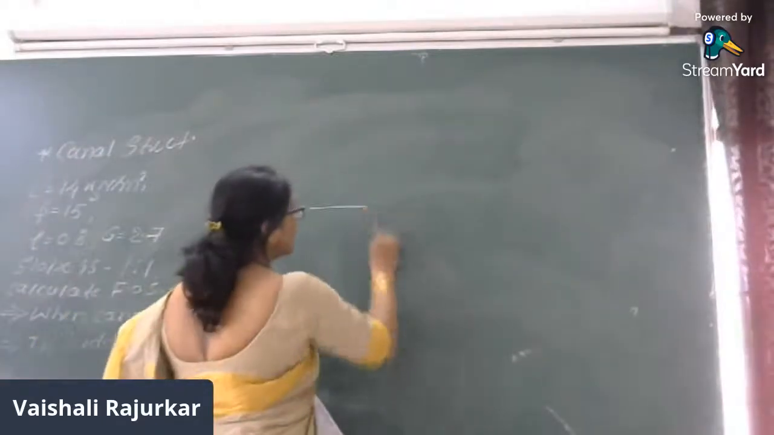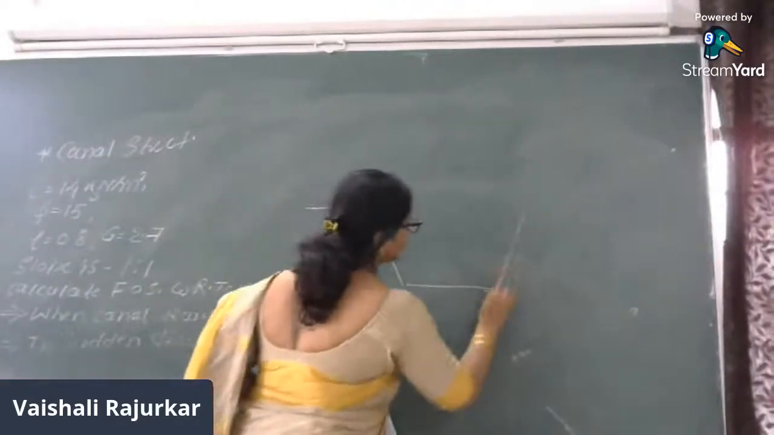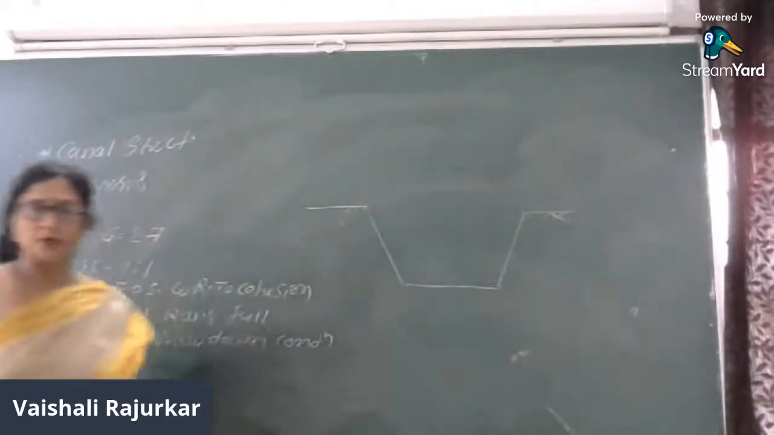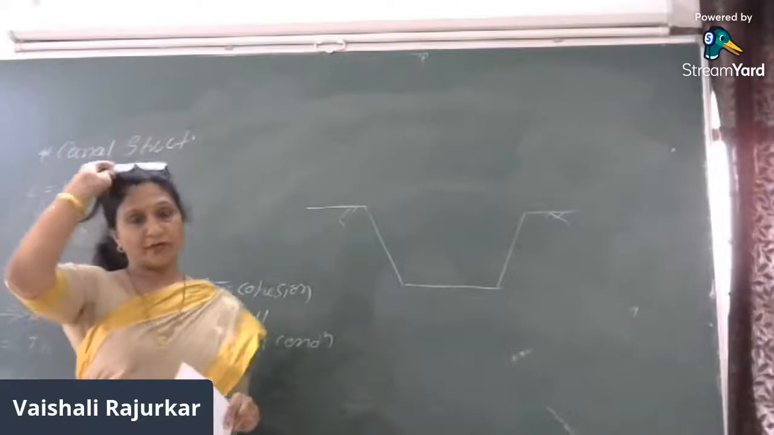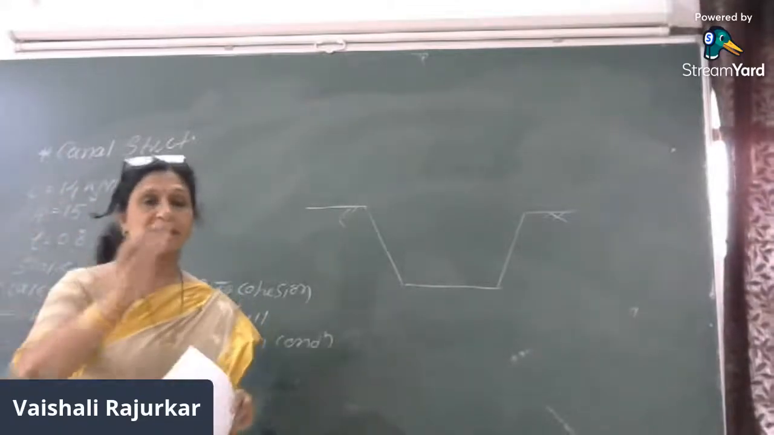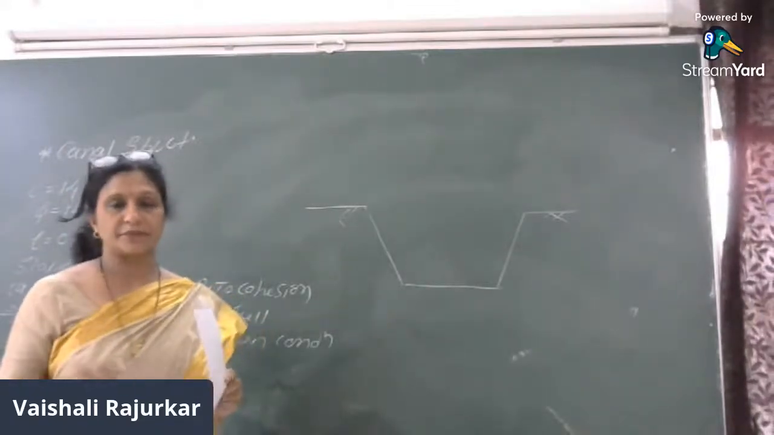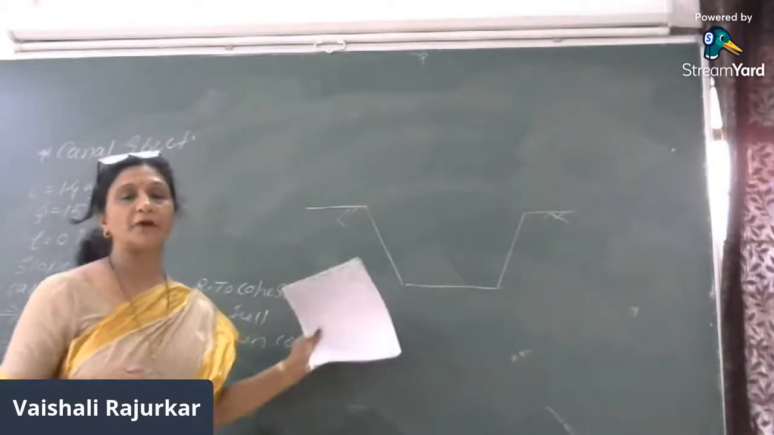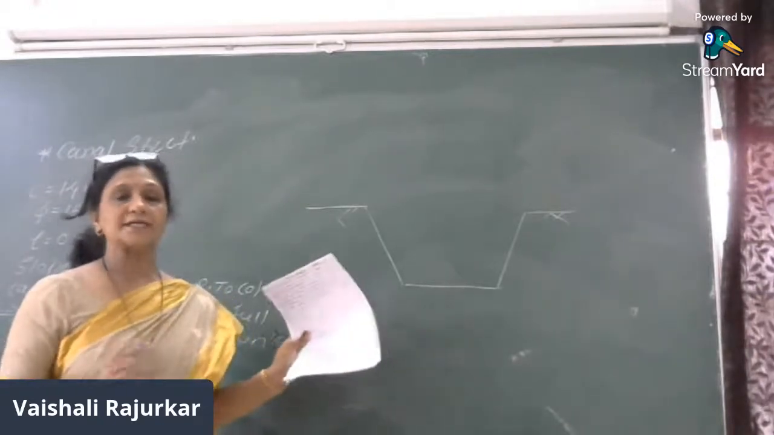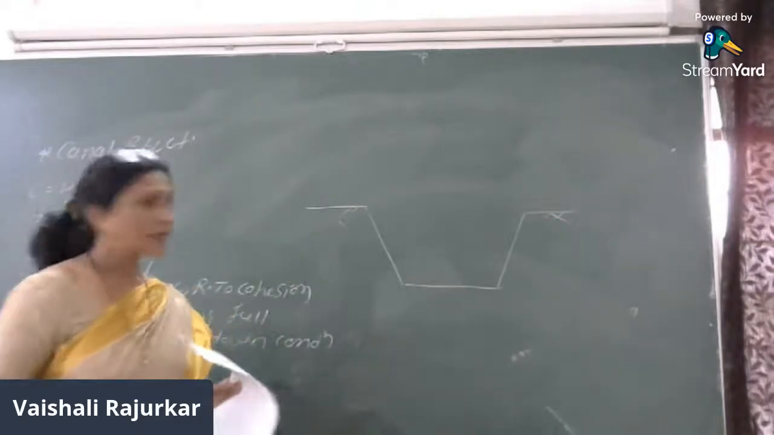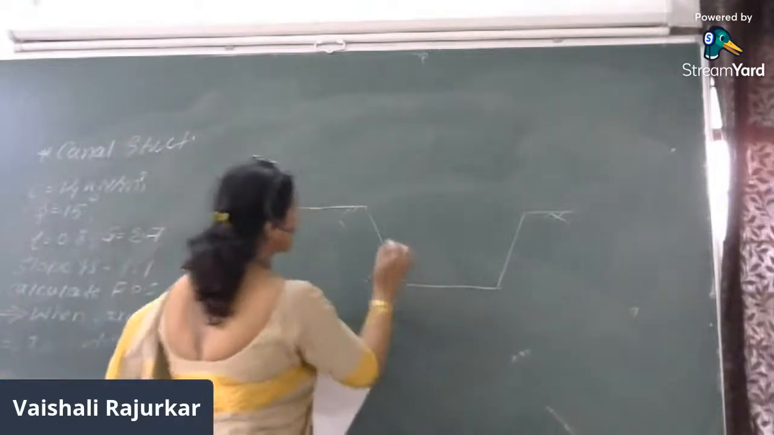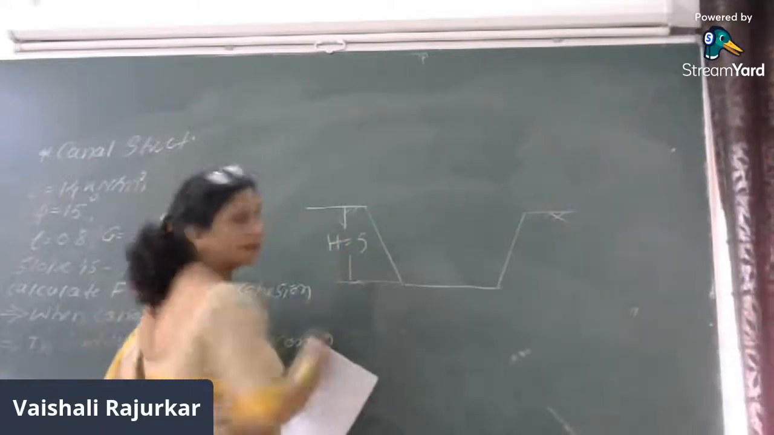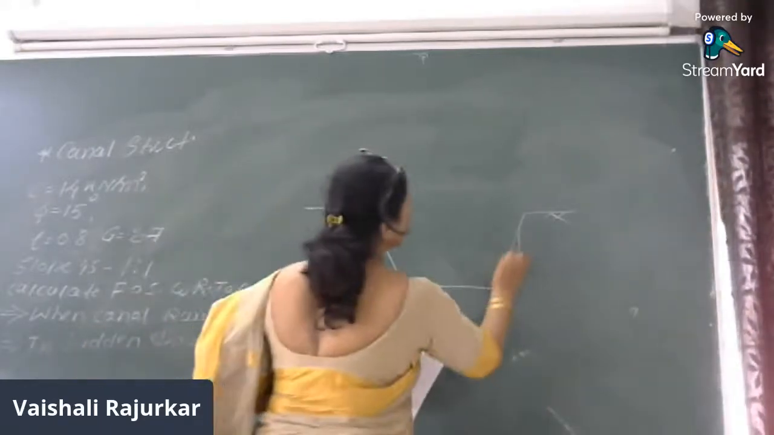What is a canal? A canal is a structure which is excavated into the soil to carry water from the source to different destinations. The source will be a dam, and the water will be carried with the help of a canal, supplying the water to the farms. Now here, as the canal is excavated to height h, the slope of the canal is given as 1:1.